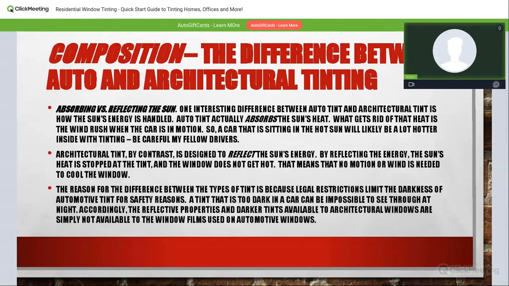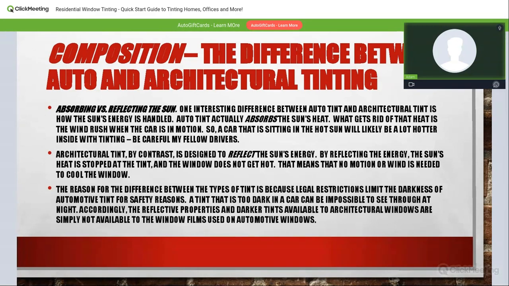Next is absorbing versus reflecting in the sun. Like we said, architectural tint by contrast is designed to reflect the sun's energy. By reflecting the energy, the sun's heat is stopped at the tint and the window does not get hot. So again, if I have that dual pane glass, which is two pieces of glass, there's actually a gas in between it. If I put automotive film on glass, that gas in between the window panes is going to warm up, and it's actually going to cause it to expand, shift, and crack. That's why we want a reflective on the windows.